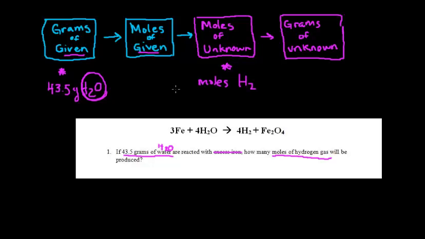Now if you want to know how many conversion factors you need, you're going to do one conversion going from grams of given to moles of given. This arrow stands for one conversion. And then the next conversion will be from moles of given to moles of unknown. So you're going to have two conversions here.